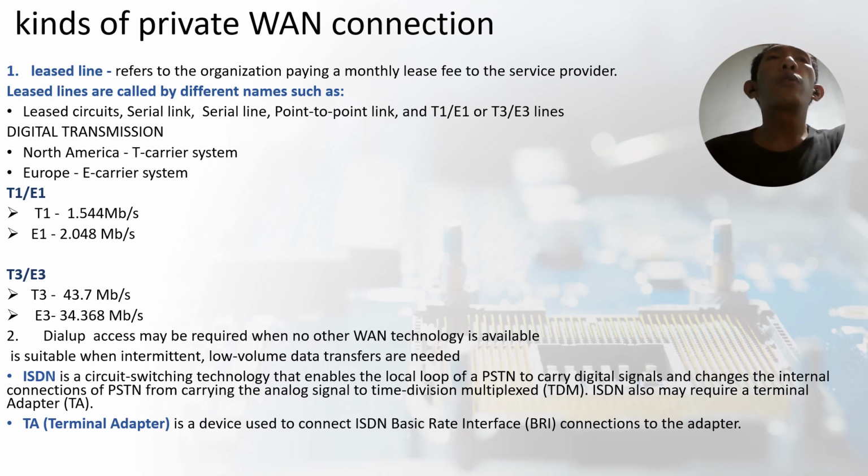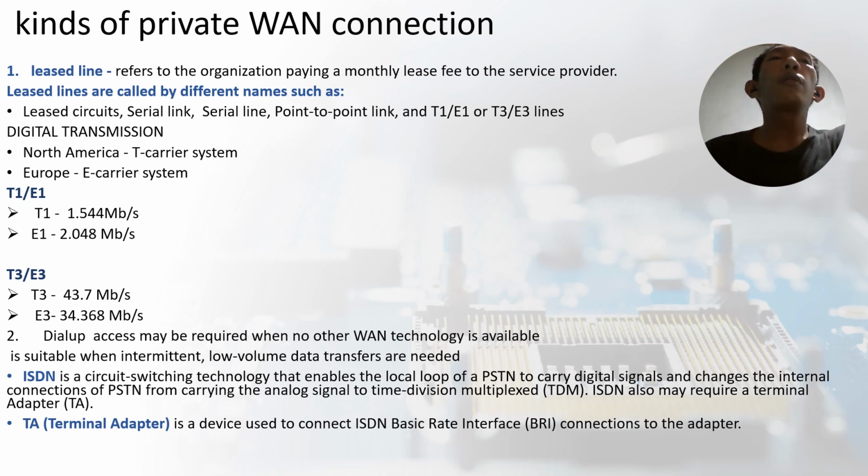Kinds of private WAN connection. First is the leased line. It refers to the organization paying a monthly lease fee to the service provider. These lines are called by different names such as leased circuit, serial link, serial line, point-to-point link, and T1 over E1 or T3 over E3 lines.